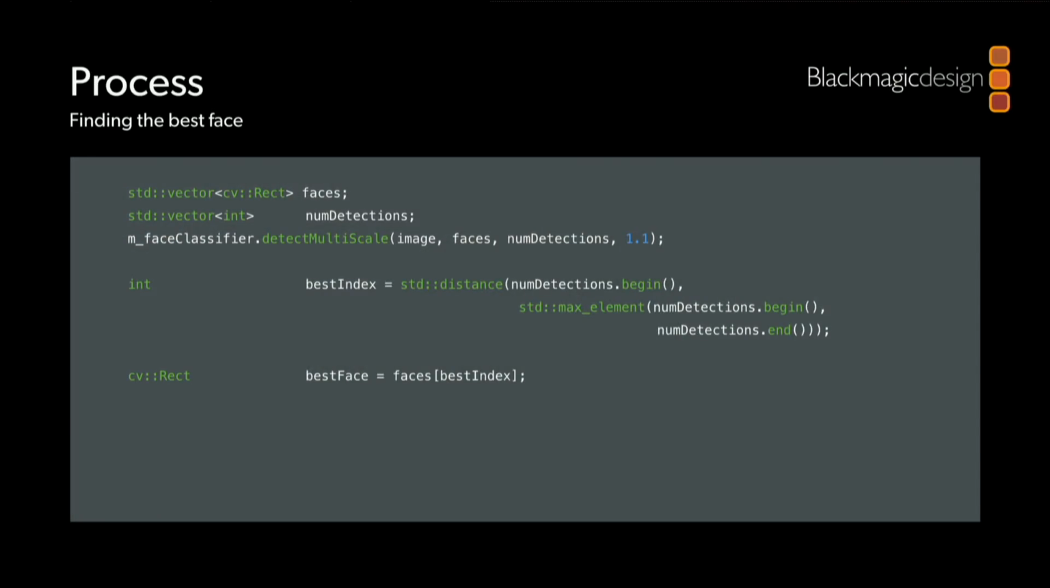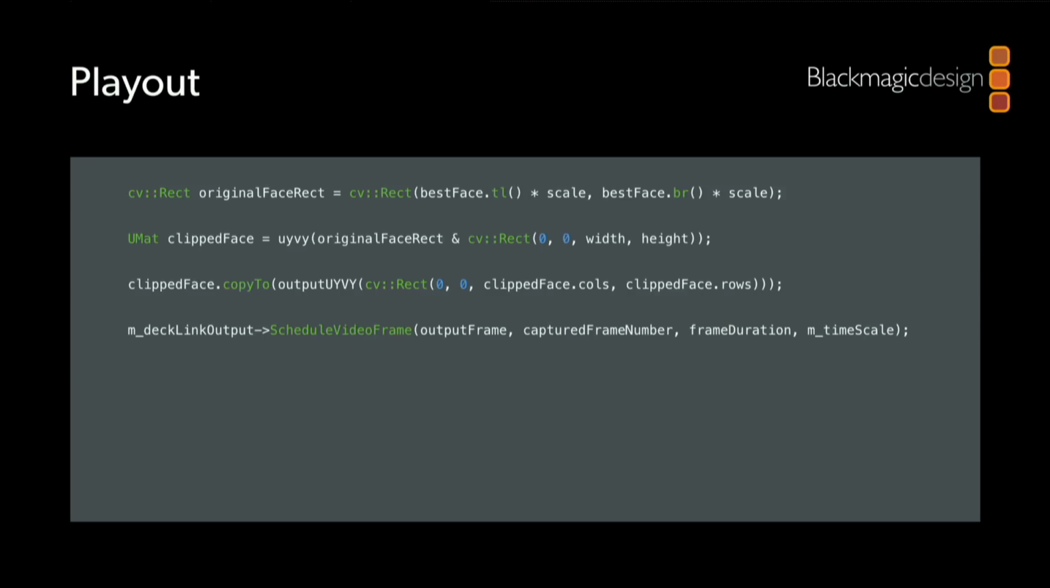So in the code, I use max_element to find the element which had the highest score, and then std::distance to find the index, and then I'm going to create a rectangle called bestFace, which is a rectangle of the coordinates of that best index. And the final step in this composition is to take that best face, extract the rectangle out and move it into the top left corner. So let's have a look at that on the output of the UltraStudio.